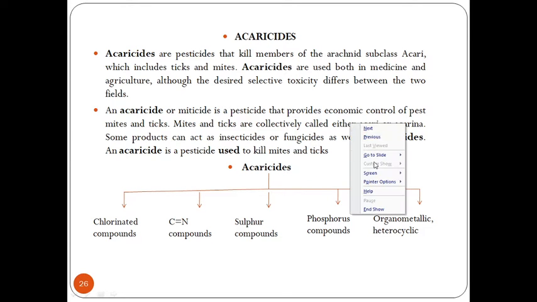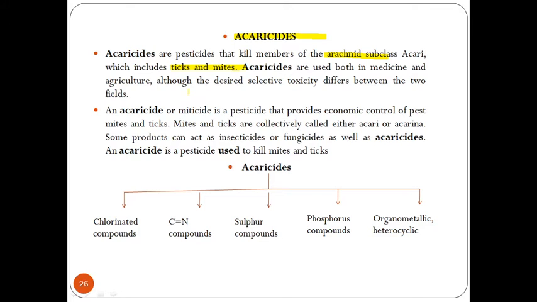Hello everyone. So the next concept that we will be discussing would be acaricides. These are the compounds which are used to kill the subclass called arachnids. That means they would include ticks and mites. Acaricides are used both in medicine and agriculture, although the desired selective toxicity differs between the two fields.